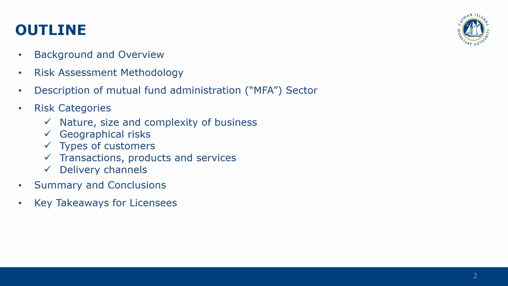And here we're looking at the inherent risks, so nature, size and complexity, geographical risks, types of customers, transactions, products and services, delivery channels. Then we'll finally move on to our summary and conclusions, including the overall risk rating. And finally, we'll look at some of the key takeaways for our licensees in terms of how they can use these findings to enhance and make more effective their risk-based approach to managing and mitigating AML-CFT risk.